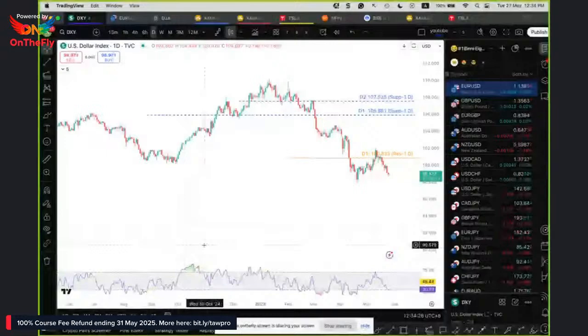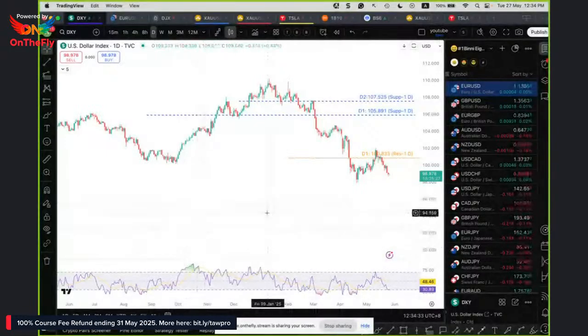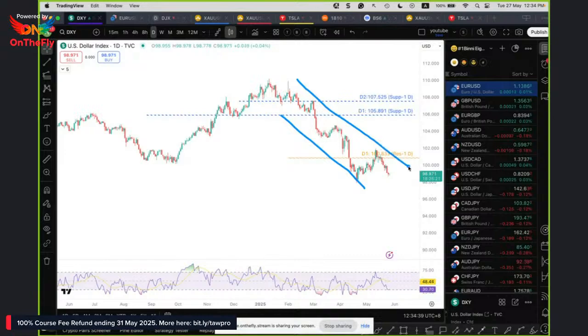Previously, we talked about DXY being bearish. One of the ways to look at that was to look at the trend here. So this is the trend, right? The recent downtrend is given by the lower high here. This is a high which is lower than the previous one, and then I have one more lower high here.